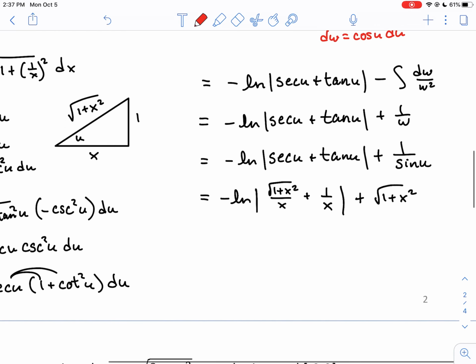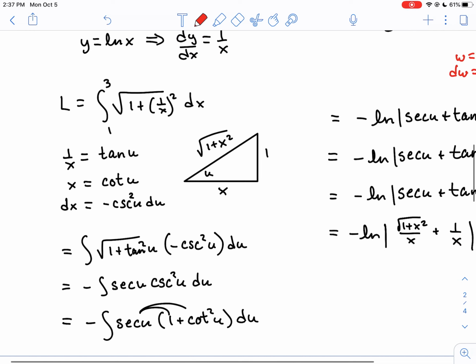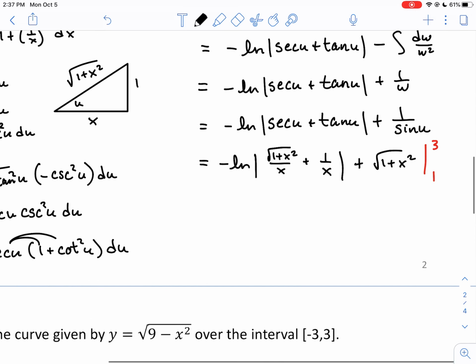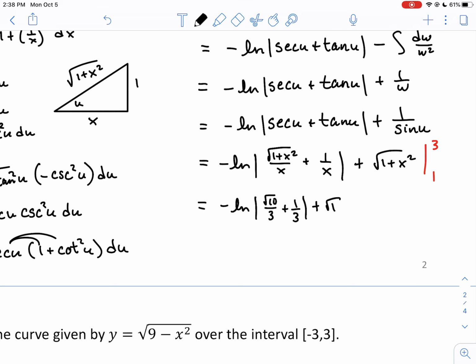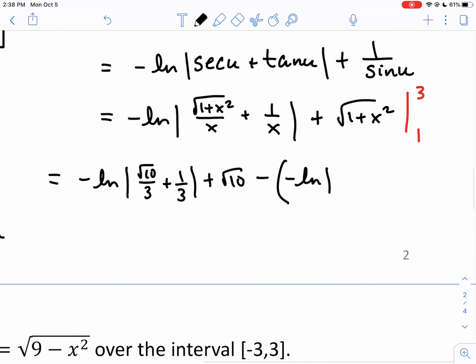I'm going to go ahead and now bring in, again, the evaluation bar. We can evaluate from 1 to 3. Okay, so plugging in the 3 first, we get a radical 10 over 3 plus a third plus a radical 10 minus, plug in a 1, you're going to get a radical 2 over 1, so just a radical 2.